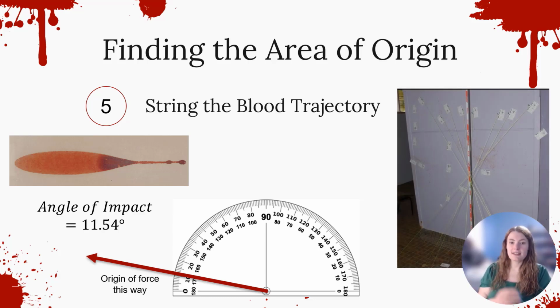Once you've done this last step for a single blood stain, you have to go back to step 1, select a different blood stain in the pattern, and start the whole process over. Remember to pull blood drops from different areas of the pattern. The location where all the strings overlap is going to be your area of origin in the three-dimensional space or your area of convergence in the two-dimensional space.